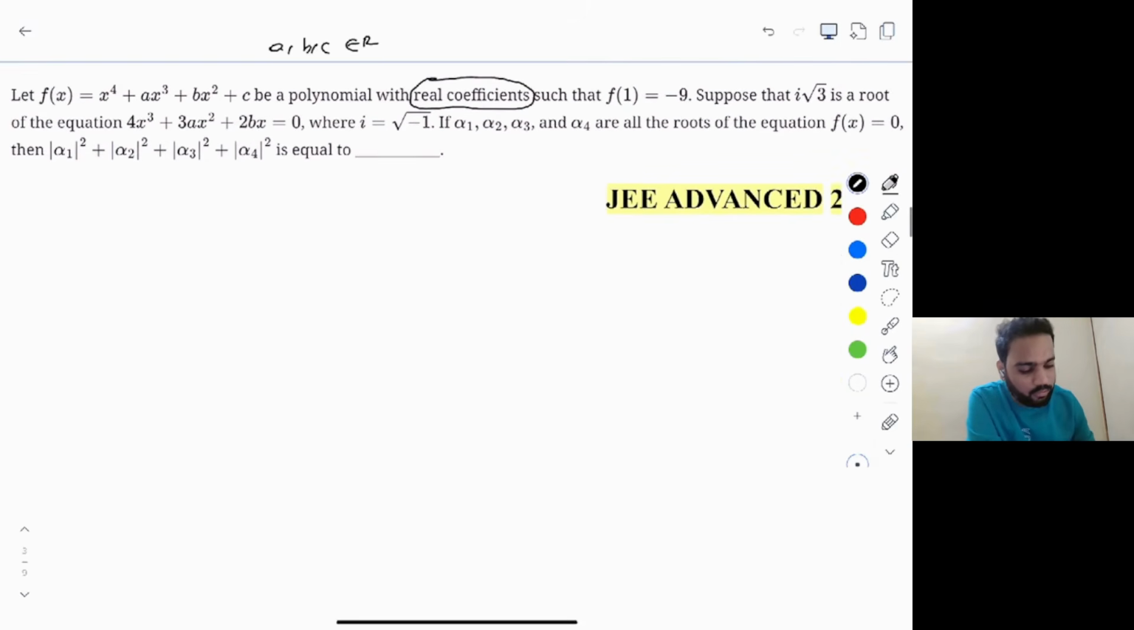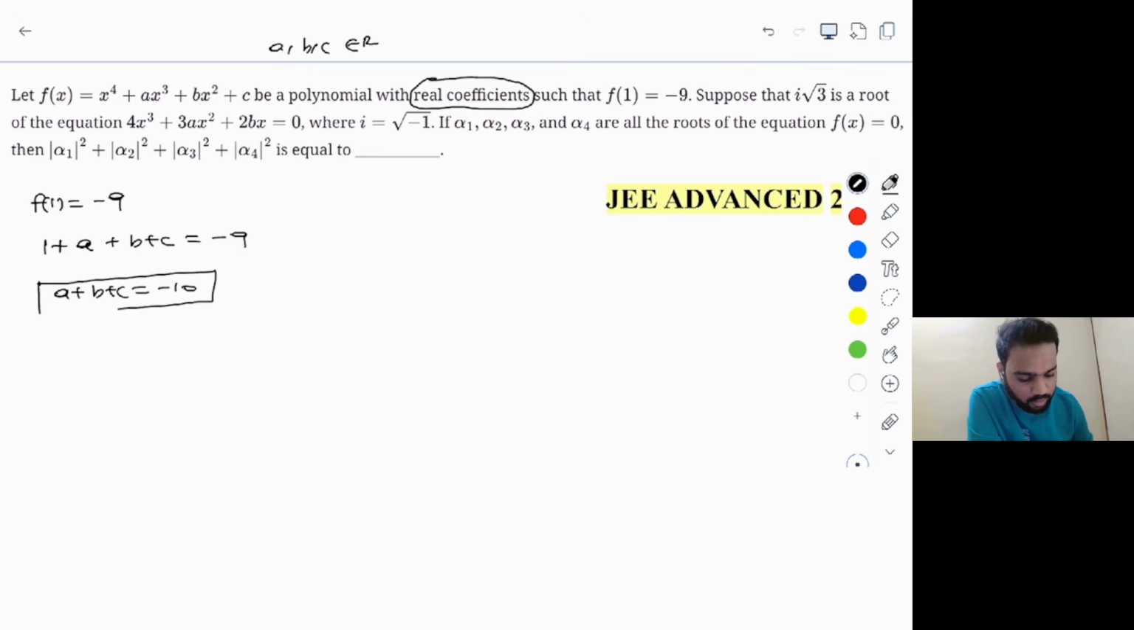And also given that f of 1 is equal to minus 9. So let's put the condition. If f of 1 is equal to minus 9 here, which will be 1 plus a plus b plus c is equal to minus 9. This implies a plus b plus c is equal to minus 10. So we have one condition in terms of a comma b comma c. Let's take it as equation number 1.